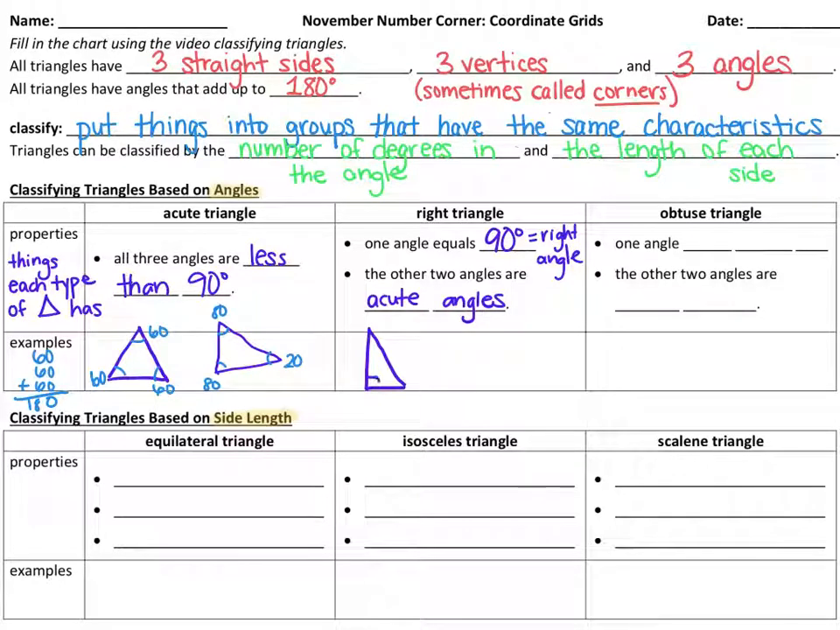This is where our 90-degree angle is, and a lot of times they put the little box there so that you know that it's a 90-degree angle. So this one might be 90, this one's 45, and this one might be 45. So we have one 90-degree angle right here and two acute angles that are less than 90 degrees.